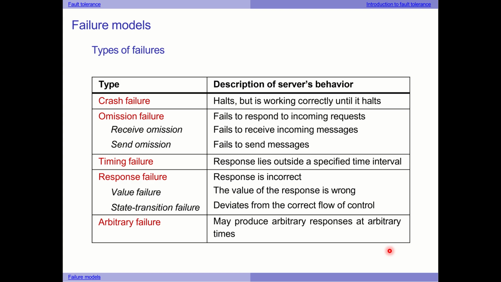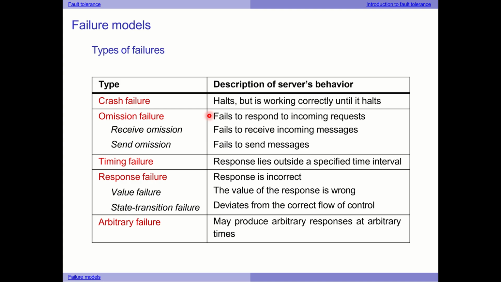To understand the seriousness of failures, several classifications can be looked at. The first one is the classification that has been presented, where we can divide failures into five main types: crash failure, omission failure, timing failure, response failure, and also arbitrary failure. For the crash failure, it means that the server prematurely halts, but it is working correctly until it halts.